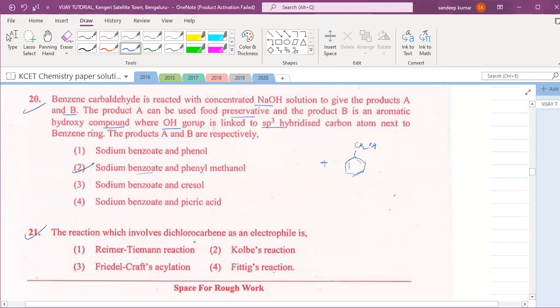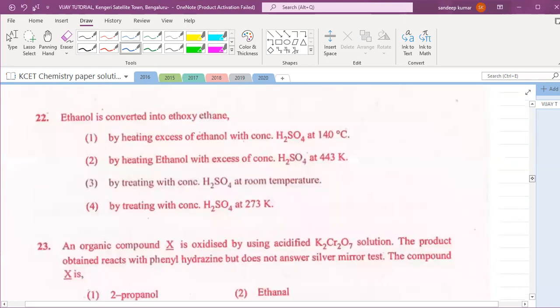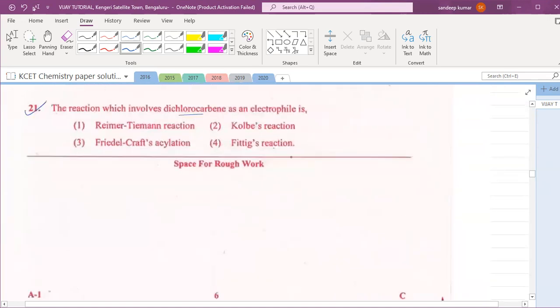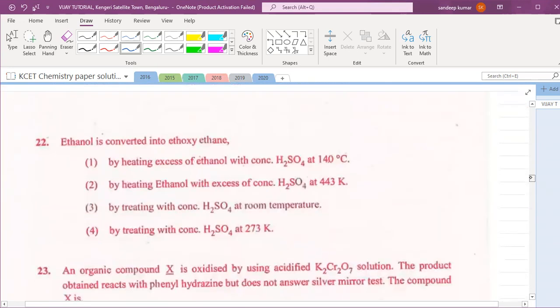Next, 21. The reaction which involves dichlorocarbene as an electrophile is, just remember, the Reimer-Tiemann reaction. Next, 22. Ethanol is converted to epoxy ethane, that is ether. At what temperature? At 140 degrees Celsius, by heating excess of ethanol with conc. H2SO4 at 140 degrees Celsius. This is the correct option.